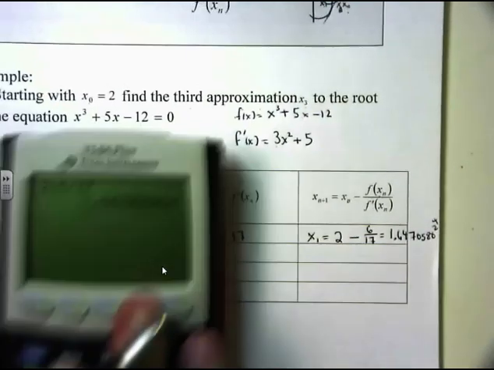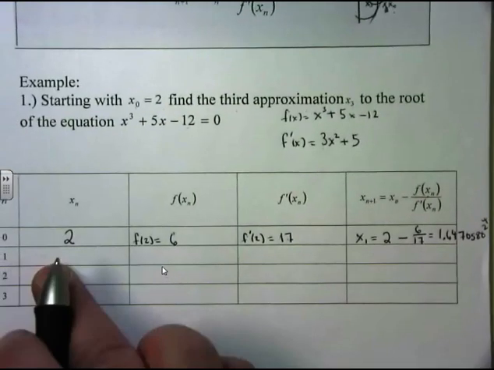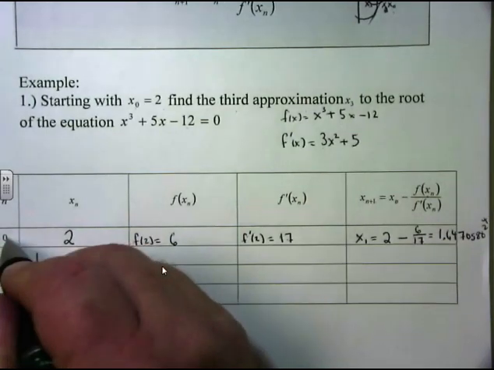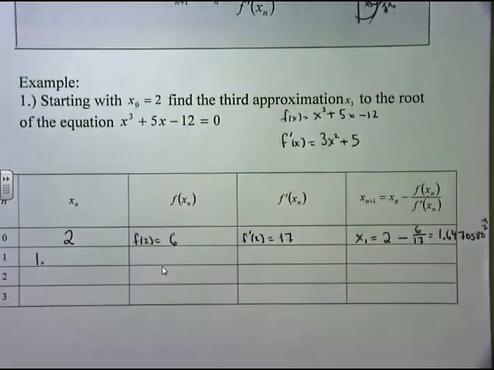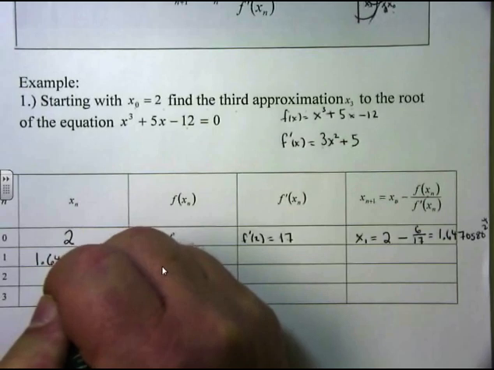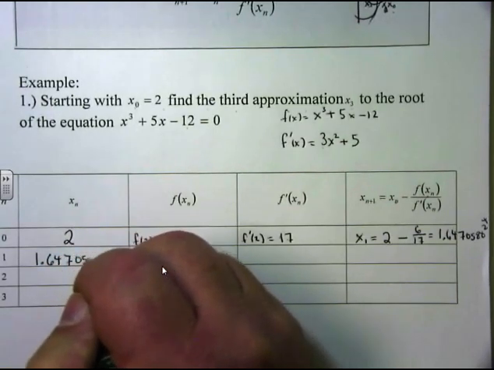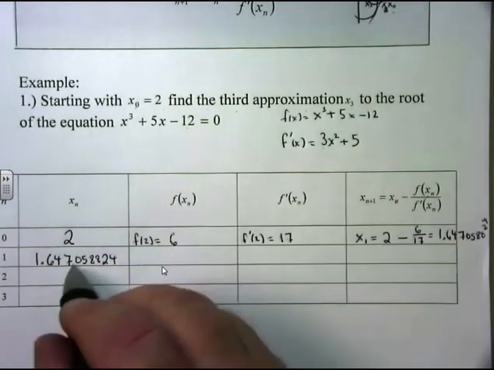Okay, kind of ran out of room there, but that's okay. That'll be your next iteration. So this will be the next number that I plug in. So x1, my first iteration, the x0 is your guess. This will be the first iteration, after iteration meaning we plugged it into the formula just one time. This was 1.647058824.